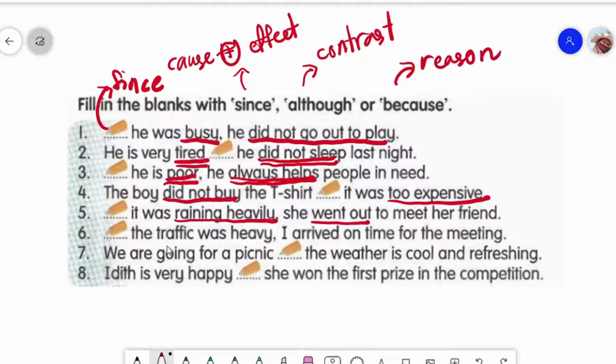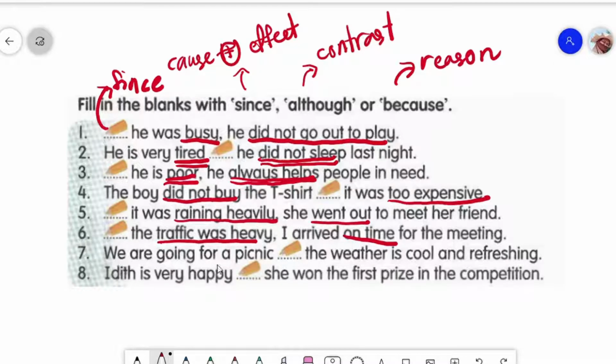Alright, 6. The traffic was heavy. Traffic was heavy. Sesak lah, jalan raya yang sesak. I sampai on time. On time, betul-betul tepat pada waktu untuk meeting. Alright, traffic heavy. Sampai on time. Adakah mereka bercanggah? Yes, these statements are contrasting. So we can use although, alright, for number 6, because they are contrasting.